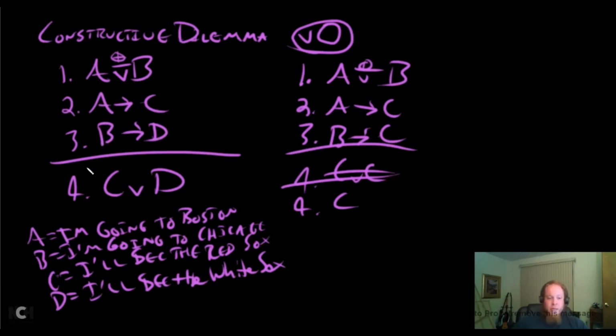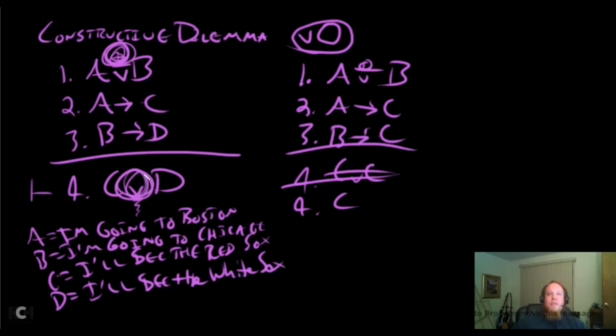What do I get out of this? This right here. That means I'm going to see the Red Sox or the White Sox. Maybe both. Now you might be thinking, wait a minute. If I started with an XOR, I'm going to Boston or Chicago, how could I get only an inclusive OR as a result? I'm going to Boston or Chicago. If I go to Boston, I'm going to see the Red Sox. If I go to Chicago, I'm going to see the White Sox. Why would it be an inclusive OR?